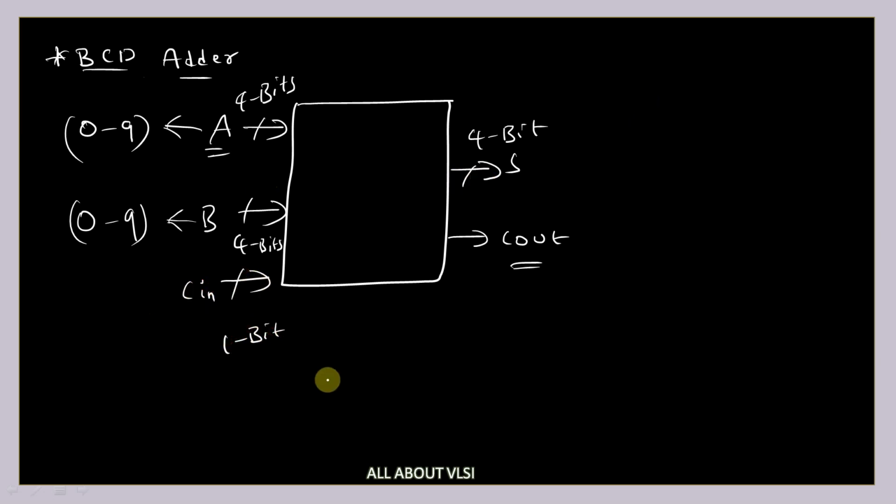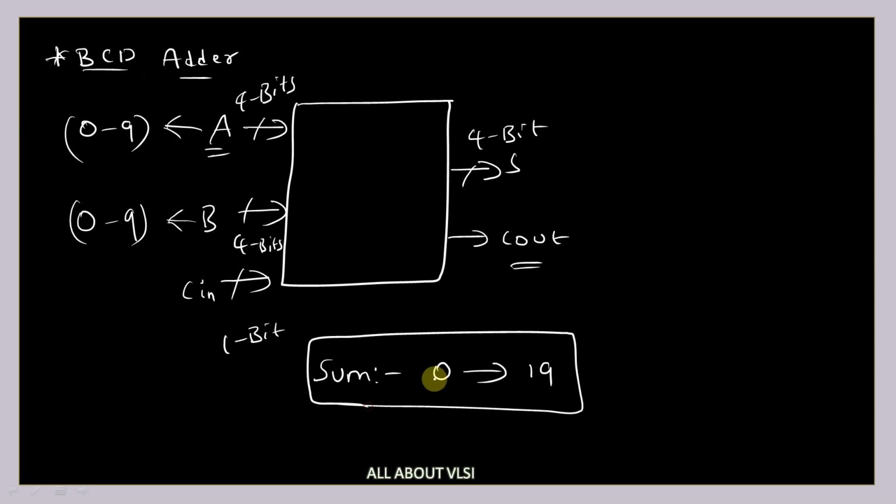Now coming to our output sum, this sum can range from 0 to the maximum value, 9 plus 9, 18, plus 1, 19. So this is the maximum value of our sum, which is from 0 to 19. So this is our BCD adder, and we should design this BCD adder.